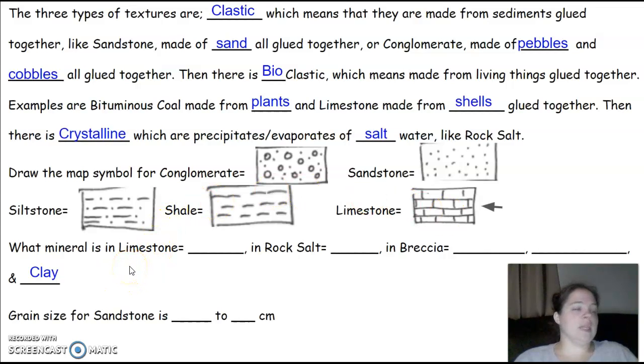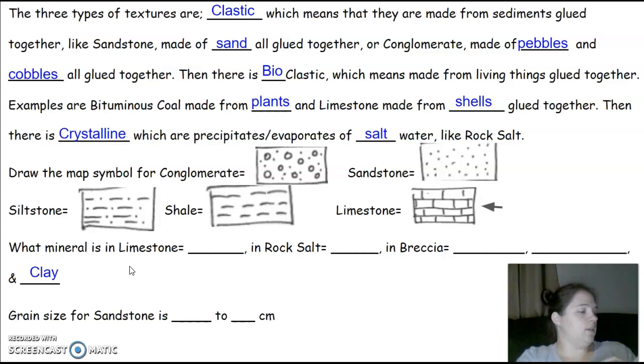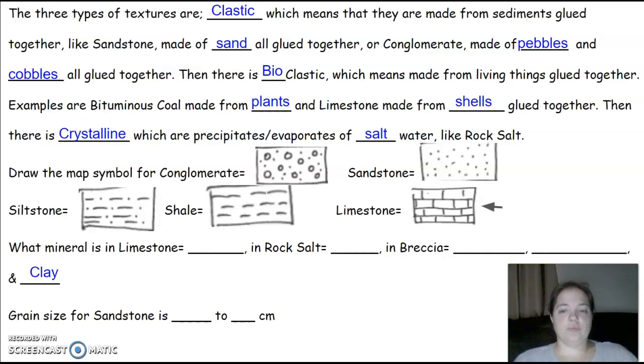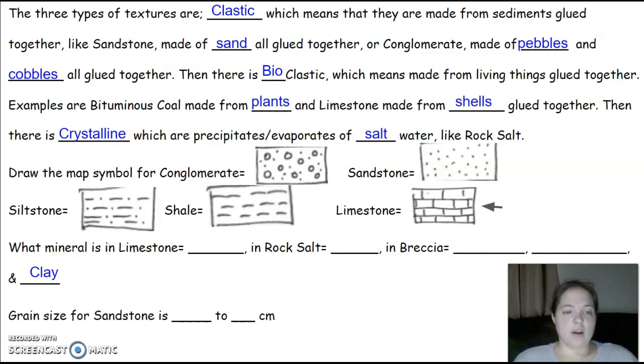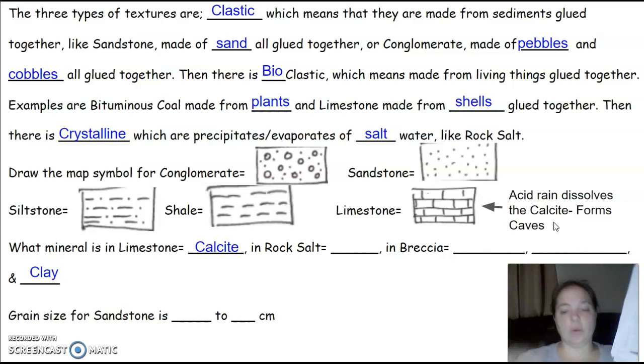All right, what mineral is in limestone? So if we go back to this right here, calcite, limestone. Oh, yeah, hold on. Limestone's that way. I went the wrong way. Oh, sorry. Here's what I meant to say. Acid rain dissolves the calcite that is in limestone, and that forms caves. That's how it actually works altogether from the previous page.